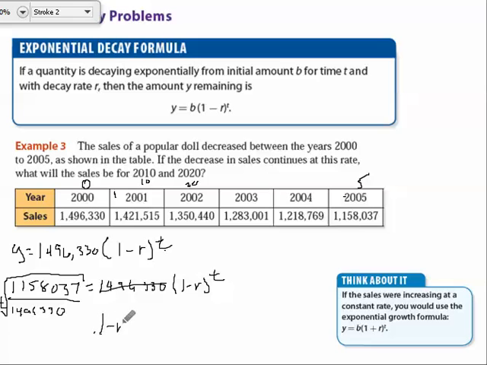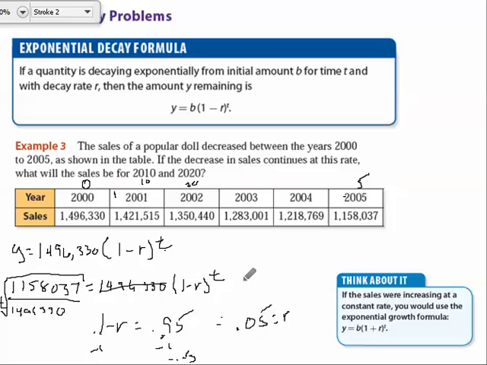So 1 minus R is equal to 0.95. What does that make R? That makes R 0.05. How did I get that? Well, subtract 1 from both sides, you get negative 0.05. It's equal to negative R. It's divided by -1. So my R is 0.05.